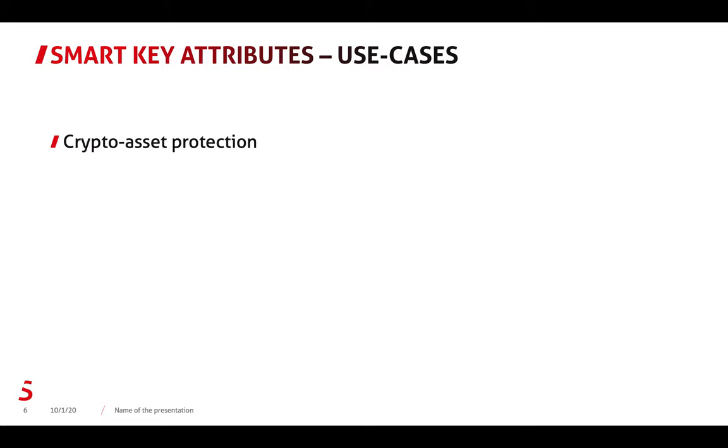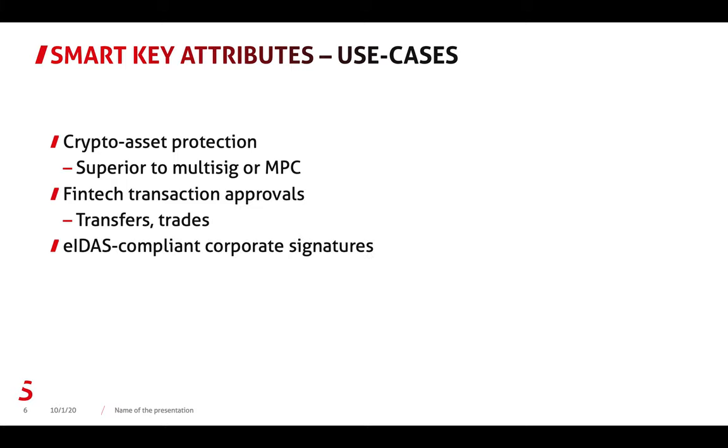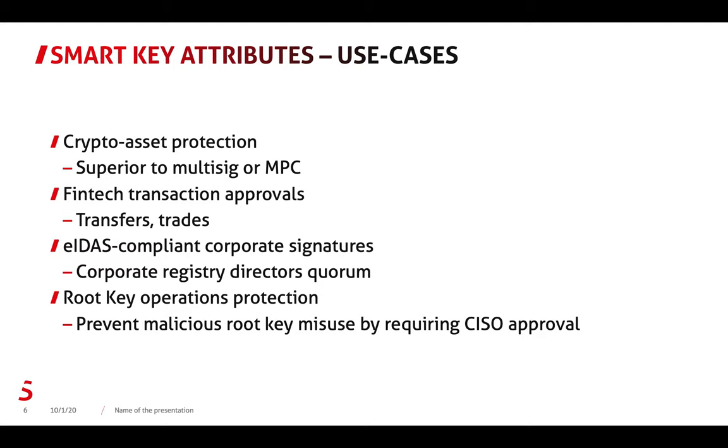Some use cases for this type of multi-authorization capabilities. Crypto asset protection being fairly obvious, where we believe it is superior to multi-sig or multi-party computation. We can go into details of that in the debate if you're interested. Fintech transaction approvals, for example, large transfers or trades. ADAS compliant corporate signatures, where you can require a quorum of directors, corporate registered directors, to meet to sign off on a company document or process, and to protect operations with root key, so we can prevent misuse of the root key by, for example, requiring CISO approval for any root key operation.